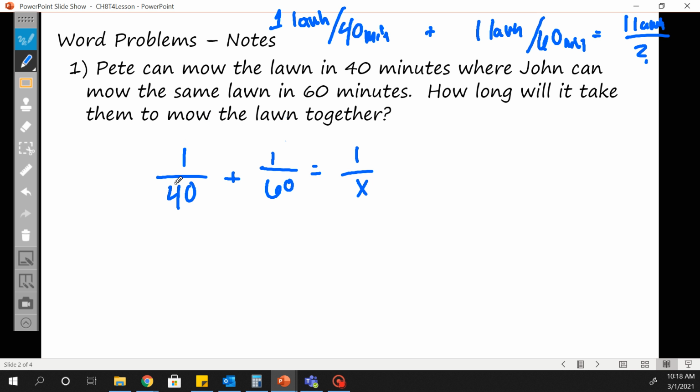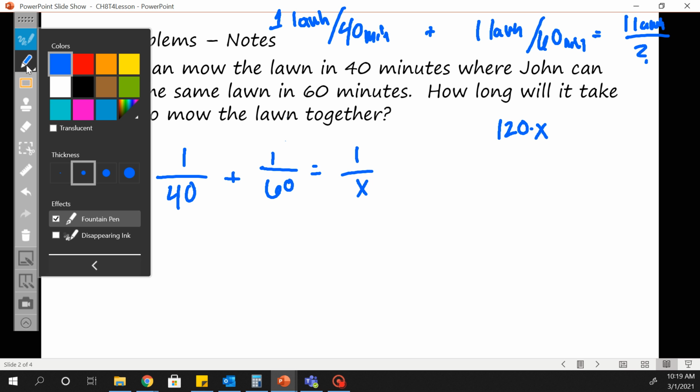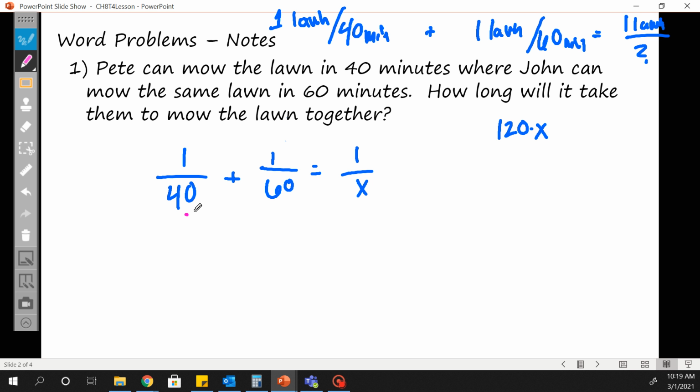So you can either add those two together and then do it, or you can make a common denominator for all three of them, which I think is what I'm going to do. So 40, 60, and x. Common denominator would be 120x. Okay, 40 and 60 both go into 120, and x goes into it as well. To get that, I would multiply the first one by 3 and x, multiply the second one by 2 and x, and multiply the last one by 120.